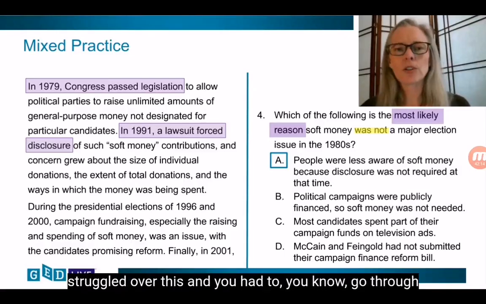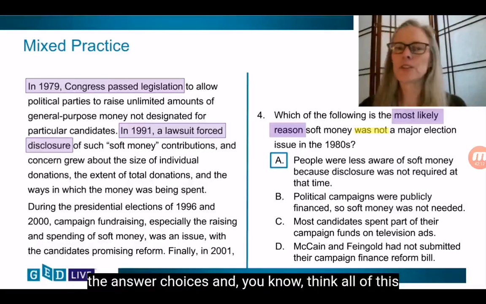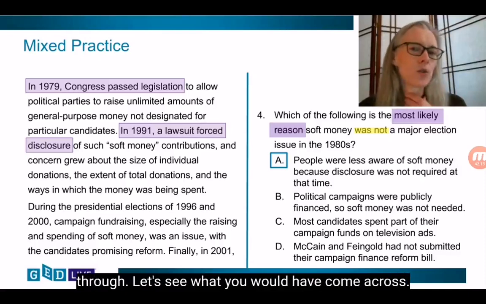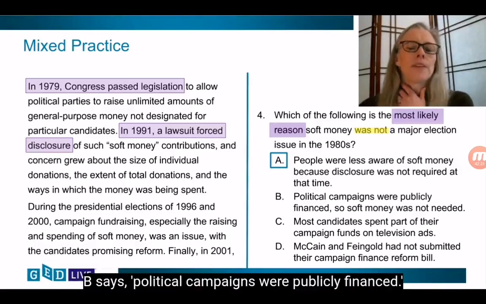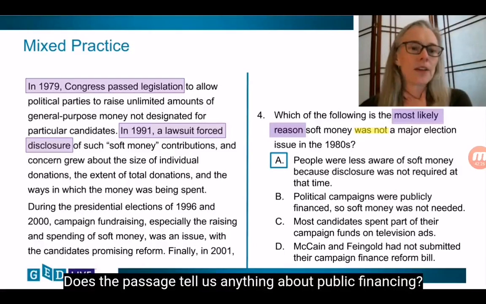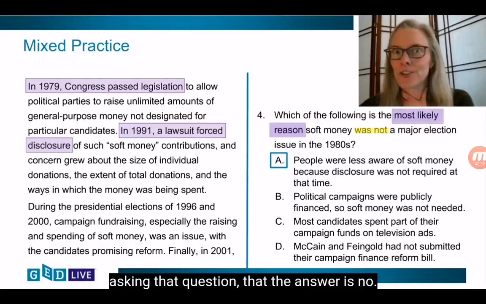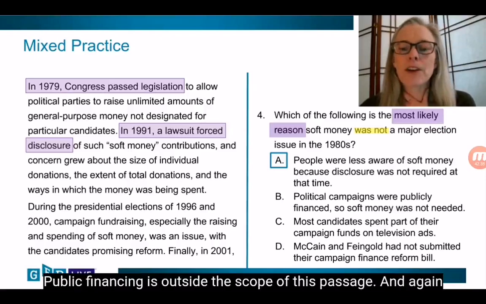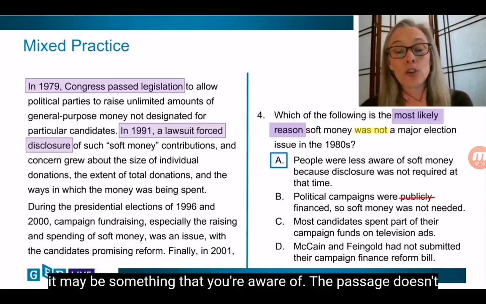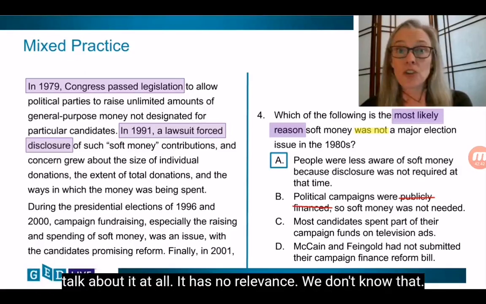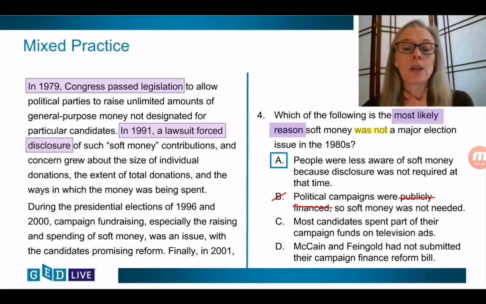But if you struggled over this and you had to go through the answer choices and think all of this through, let's see what you would have come across. B says political campaigns were publicly financed. Does the passage tell us anything about public financing? You can probably tell by the way I'm asking that question that the answer is no. Public financing is outside the scope of this passage, and again, it may be something that you're aware of. The passage doesn't talk about it at all. It has no relevance. We don't know that.